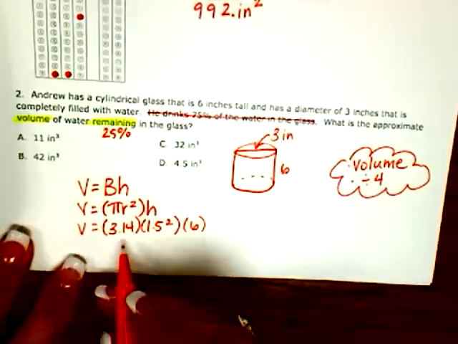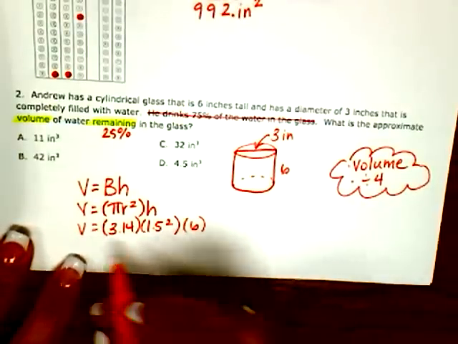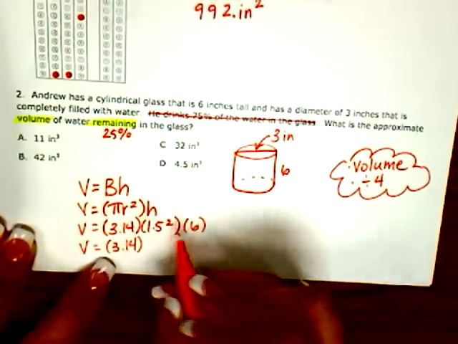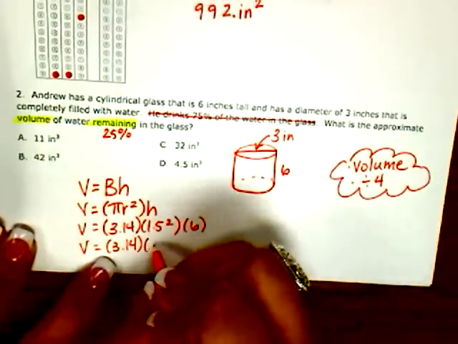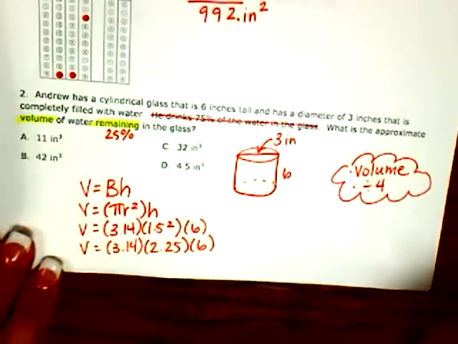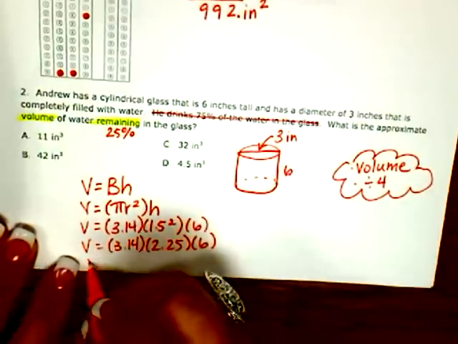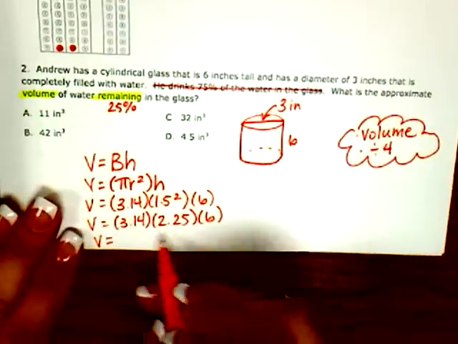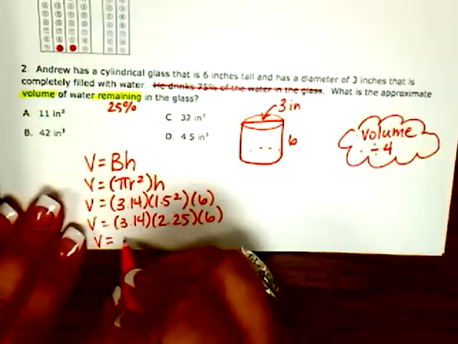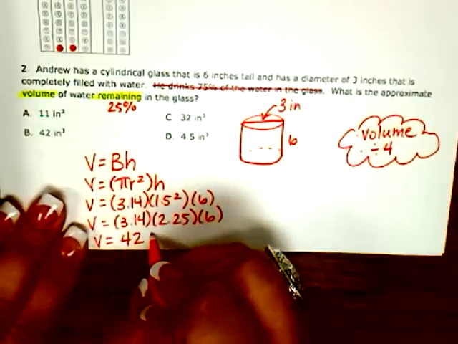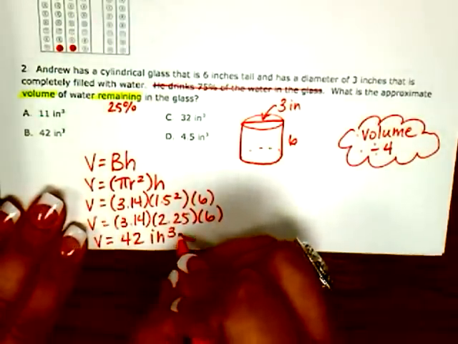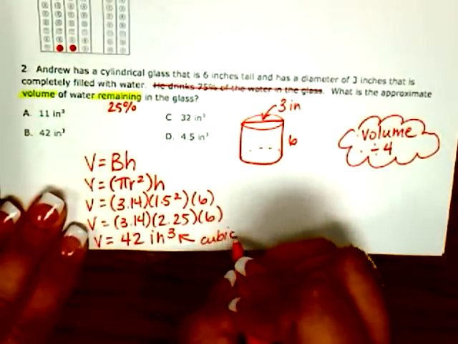All right, so now all I'm left with is some multiplying. So I've got 3.14. 1.5 squared is actually 2.25 times 6. And in the interest of saving some time, I'm going to assume that you can multiply this out. And we're going to get somewhere around 42 inches. And this is cubed because we're talking about volume, so it is a cubic measurement.